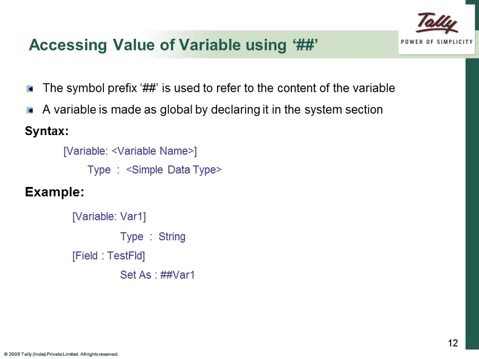A variable is made global by declaring it in the system section. So there is a separate definition in itself for variable. If you want to access this variable value, it has to be double hash and the variable name.